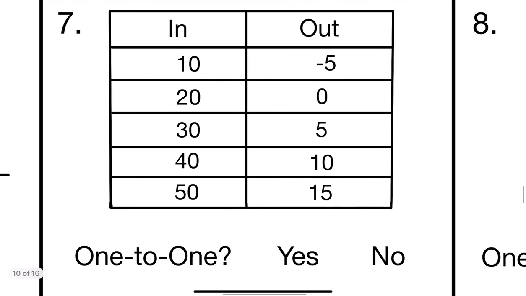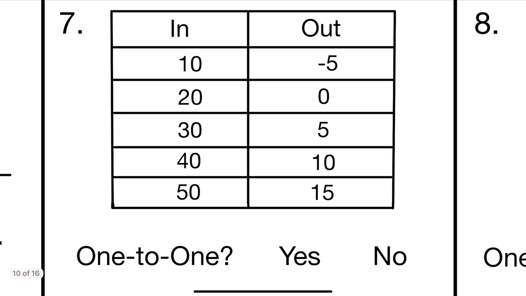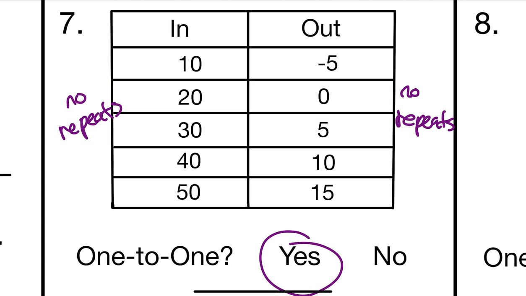Let's take a look at number 7. I'm looking at the ins. We got 10, 20, 30, 40, 50. None of those repeat, so that's good. No repeats. That means it is a function. And then let's look at the outputs. -5, 0, 5, 10, 15. None of those repeat either. Since neither side has any repeats, this is a one-to-one function.